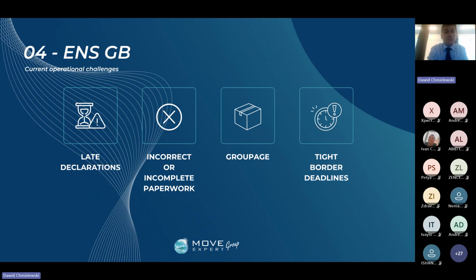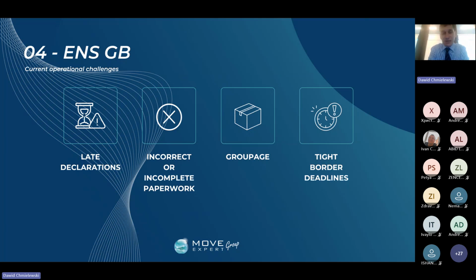Issues with ENS: incorrect or incomplete paperwork. That happens all the time. Something that happens very often is customs documents being provided without consignor or consignee details. Something that shouldn't be allowed happens nevertheless.